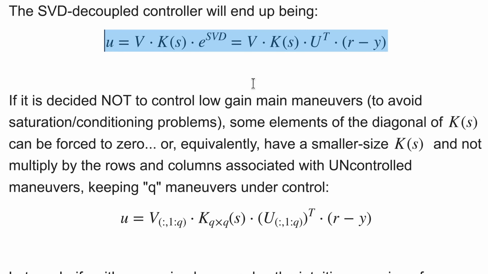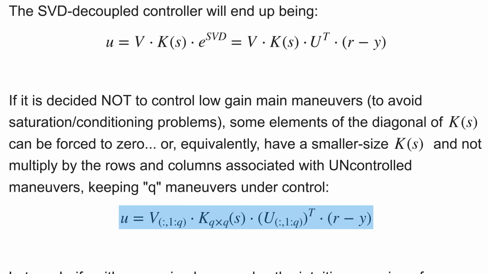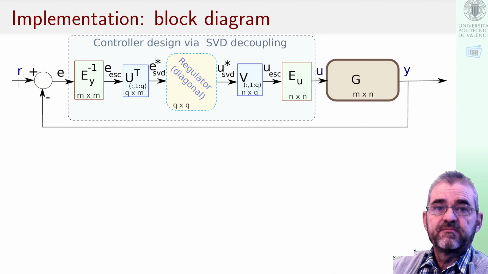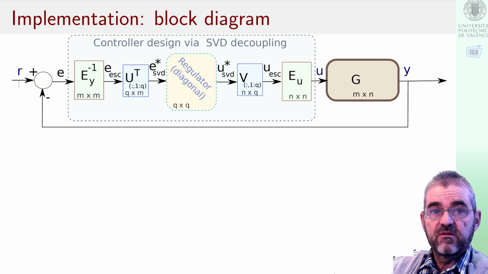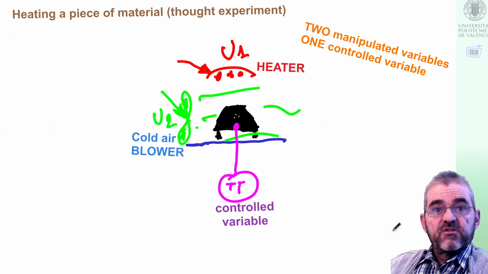So, putting all change of variables together, we get this SVD controller, or if we decide to control a reduced number of principal maneuvers to avoid bad conditioning and high likelihood of saturation, we do that with a piece of the capital U and capital V matrices, and this formula plus some scalings end up in this block diagram. This is the review of previous materials. Let us now concentrate on what the SVD interpretation would be for this system.